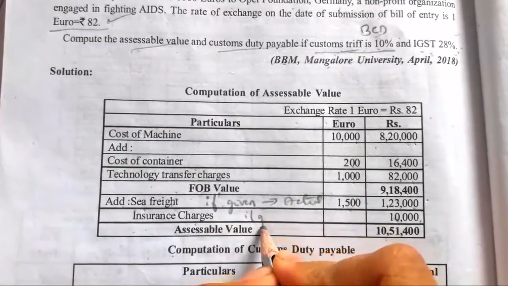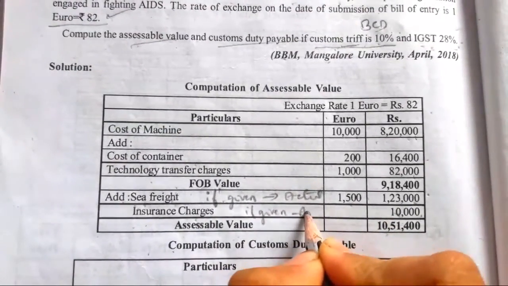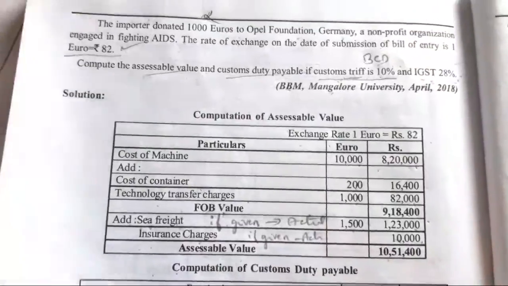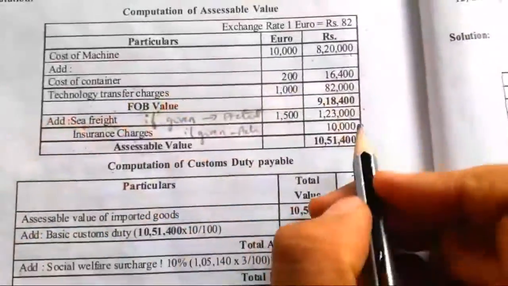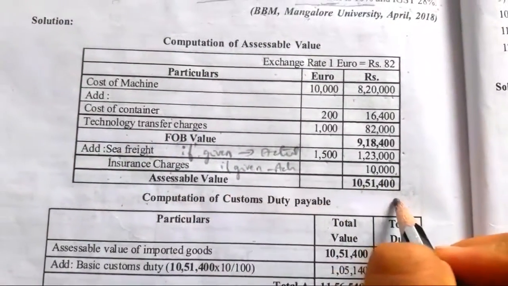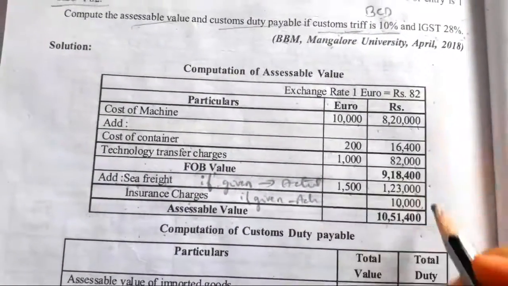So if given, we have to take the actual value. So actual is given in the form of rupee 10,000. So that same value we have to take, 10,000 here. So the assessable value is equal to 10,51,400 total.